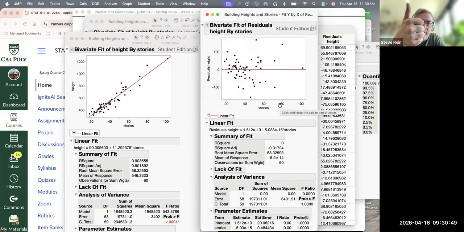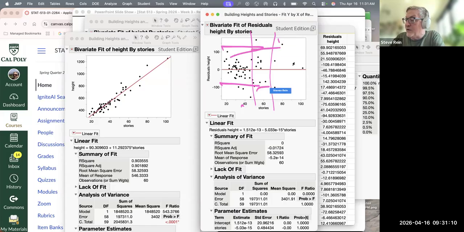So equality of spread, we haven't checked that yet. We checked linearity. I see no curvature here in the graph of residuals against the x. What about equality of spread? The equality of spread assumption boils down to, well, for the lowest x's, what is the typical range of the y's? For the medium x's, what is the typical range of the y's? For the highest x's, what is the typical range of the y's? Are they all the same?